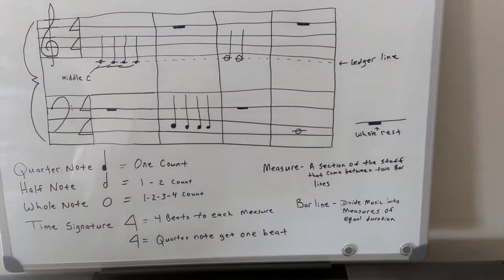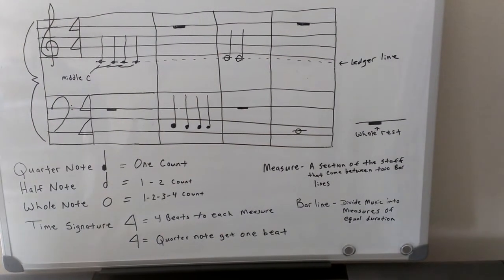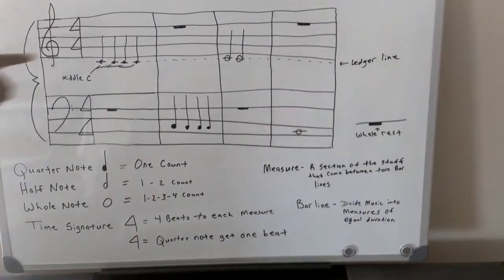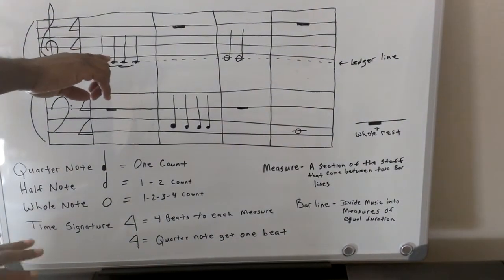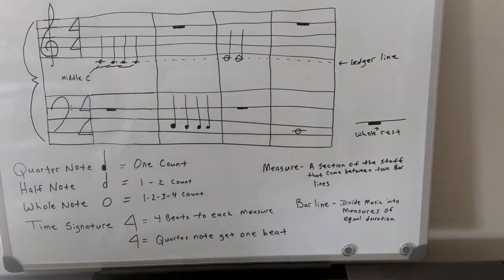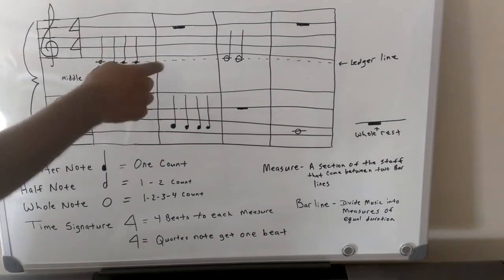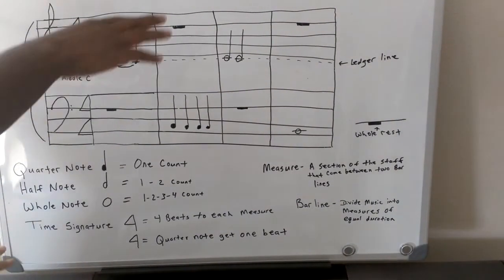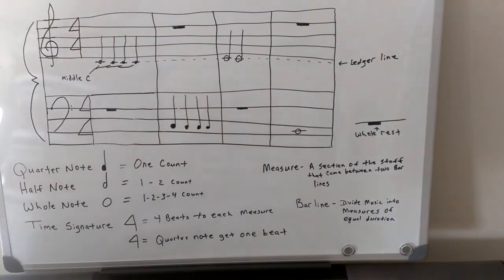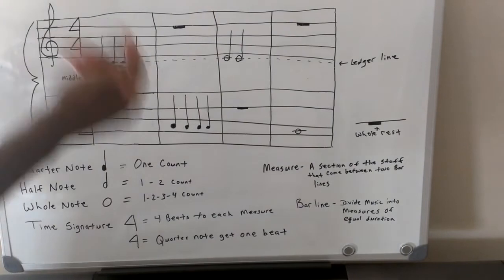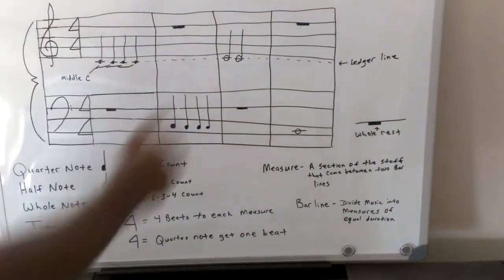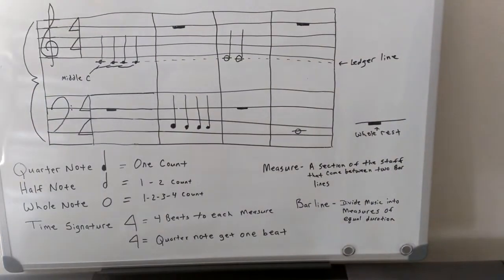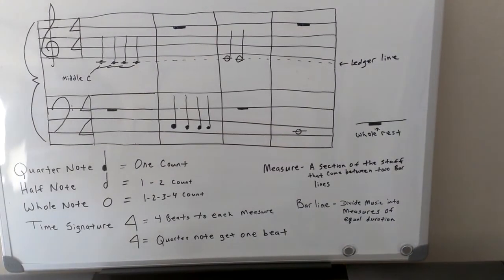If I was sitting down at this keyboard, as I play the first measure, my left hand wouldn't be doing anything because I have a whole rest there. As I play the second measure, my right hand wouldn't do anything because I have a whole rest there. Play the third measure, my left hand wouldn't be doing anything. When I play the fourth measure, my right hand would not be doing anything because I have a whole rest there also. So that's a basic introduction.